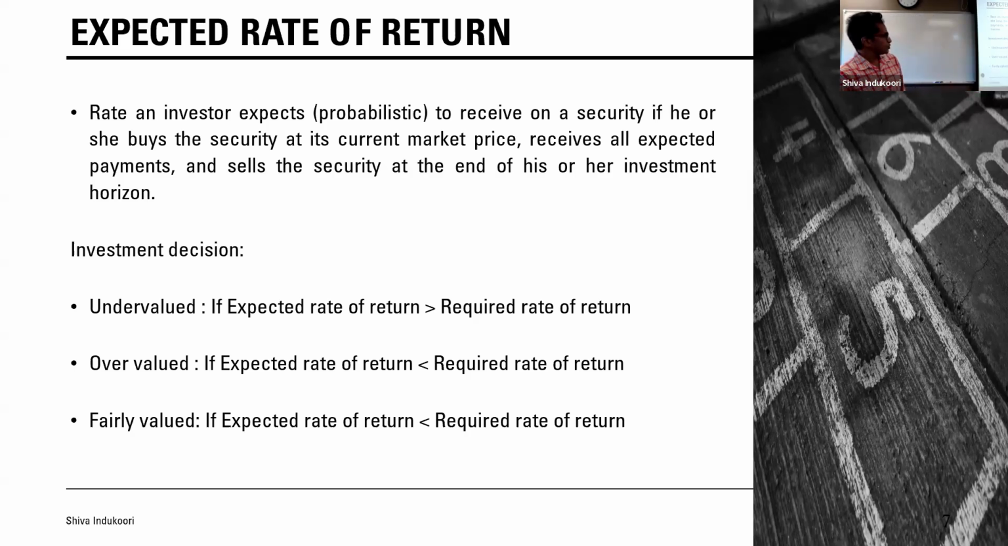So how do you make the investment decisions? If the expected rate of return is greater than required rate of return, it is undervalued. I was giving a plain flat example of a CD, which is giving 3.5%, but you want 5%. So which one matches that in our case? 1, 2, 3. CD is 3.5 and you want 5%. Which one matches among these three in our example?